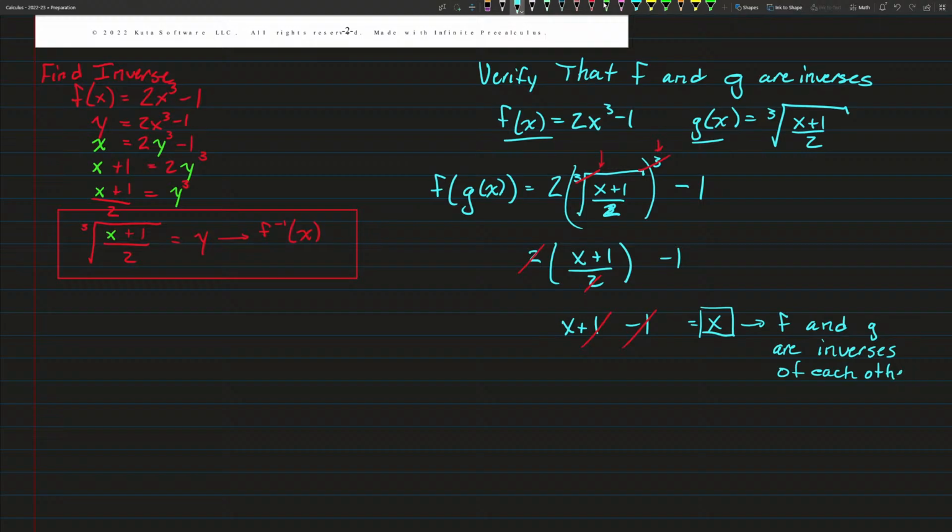If it didn't simplify to just x, then they would not be inverses of one another. Okay, so I'm hoping that answers your question. Take a look at that, make sure it makes sense. I'll mute myself for a second and then ask if you have questions.